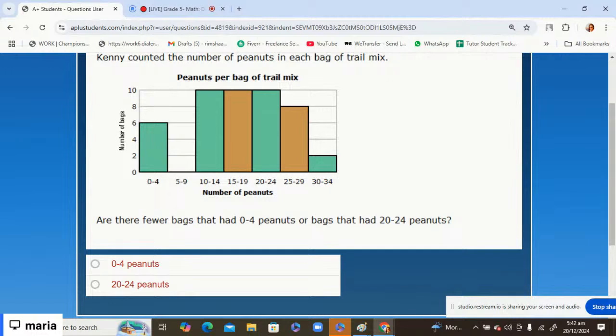Are there fewer bags that had 0 to 4 peanuts or bags that had 20 to 24 peanuts? Let's see, 0 to 4 it's 6 and 20 to 24 it's 10. So which one is the fewer? 0 to 4 peanuts or 20 to 24 peanuts? 0 to 4. This is the fewer.